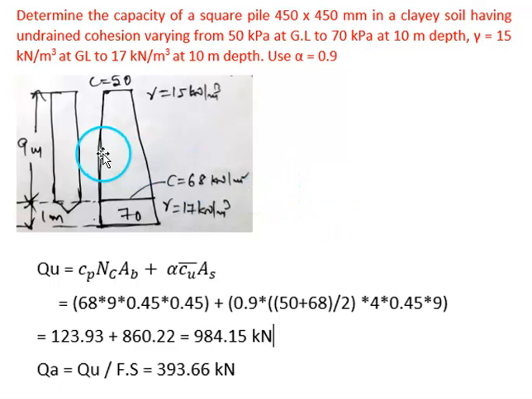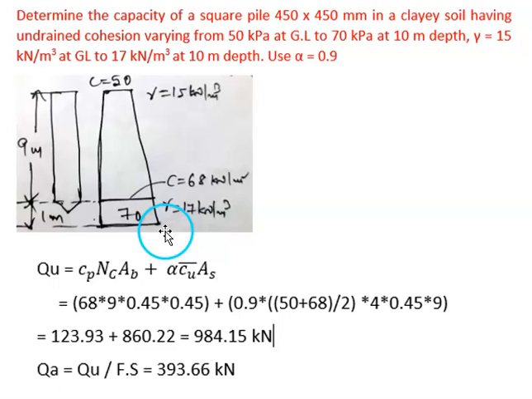So here in this problem, the pile is square in shape and the cohesion is varying. It is varying with depth. At the ground level it is 50 kPa and at 10 meters depth it is 70 kPa. Even the gamma value is increasing from 15 to 17 kilonewton per meter cube for this 10 meter depth. Alpha value is given as 0.9.